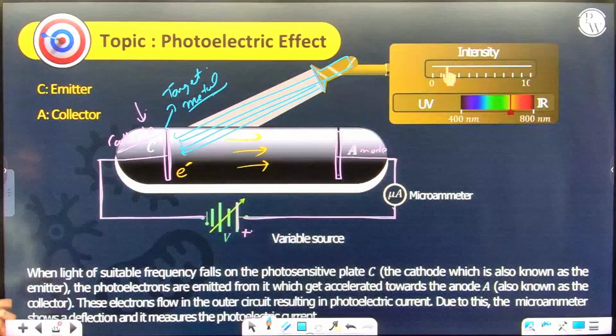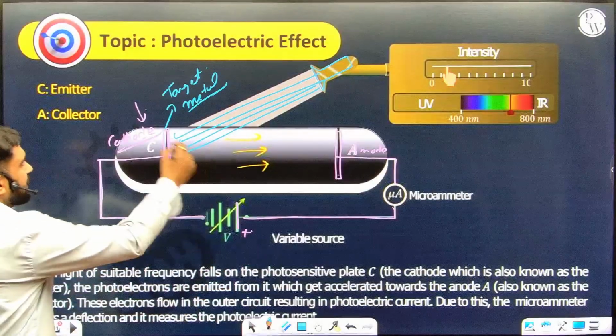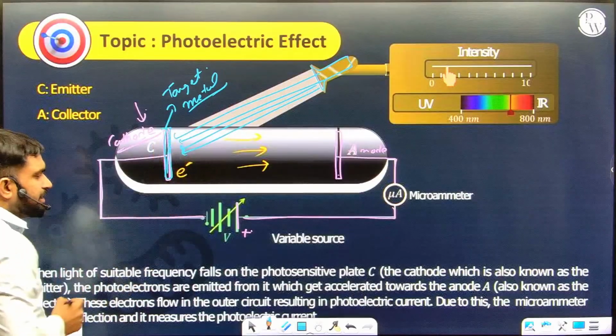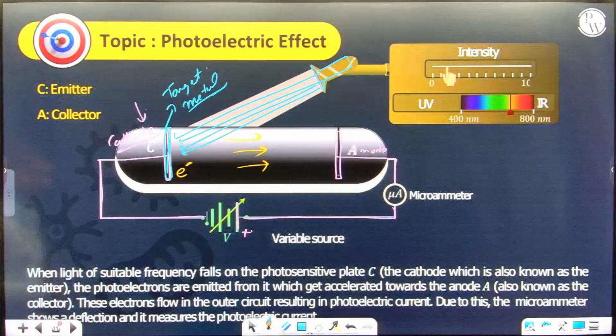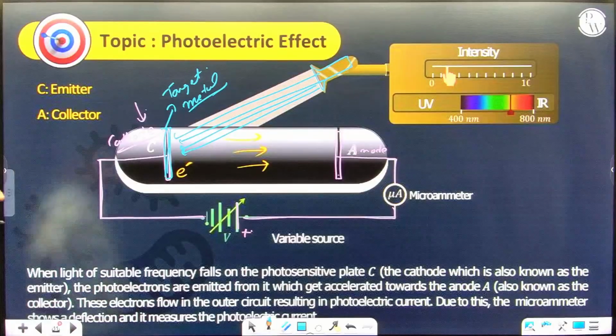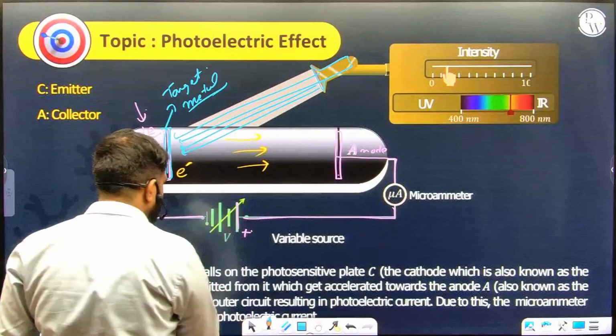So we say that when light of suitable frequency falls on the photosensitive plate, the cathode plate, also called the emitter, the photoelectrons are emitted from it, which get accelerated towards the anode metal in front of it, known as the collector plate. These electrons flow in the outer circuit, and this results in photoelectric current. Due to this, the microammeter shows deflection and it measures the photoelectric current.